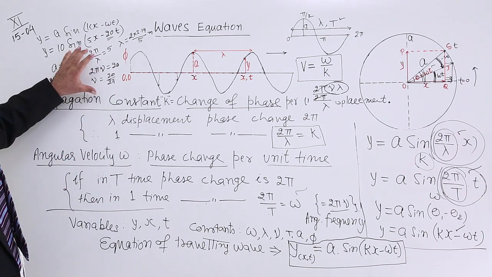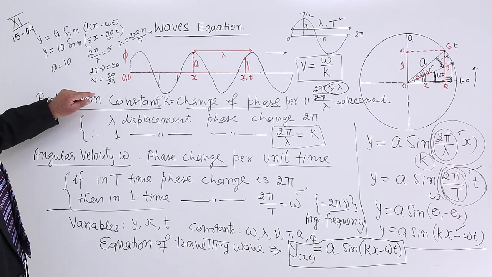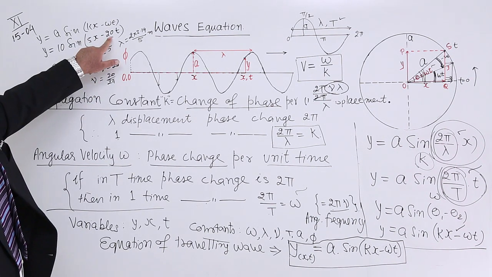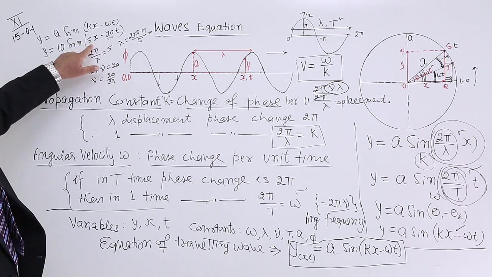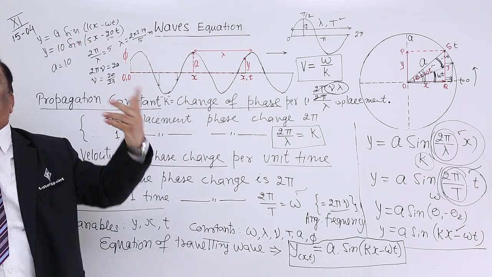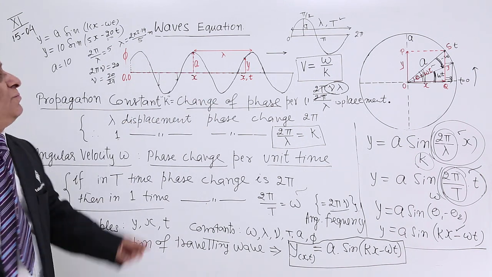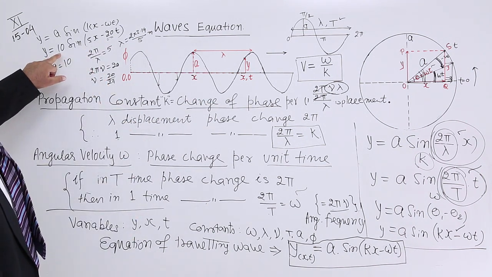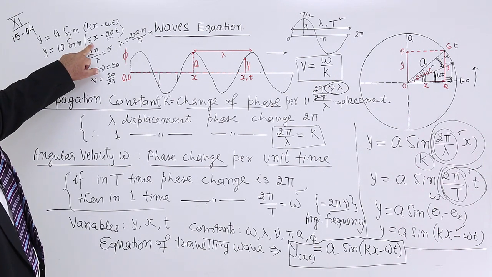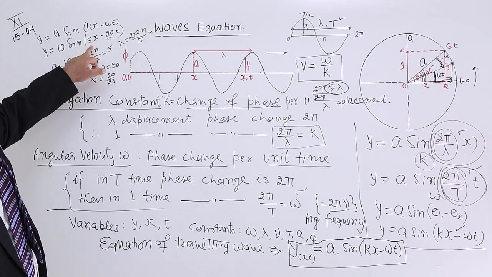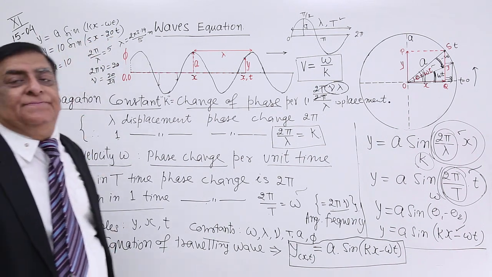What is the velocity of this? Velocity is simply omega divided by k. Omega divided by k, 20 upon 5 equal to 4. 4 is the velocity, 4 meter per second. So by seeing an equation, you can find amplitude, lambda, frequency, velocity, all these features.